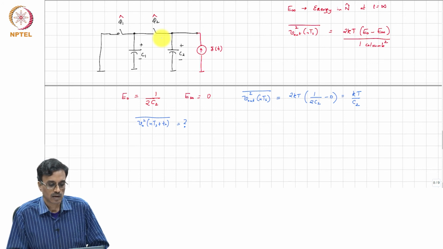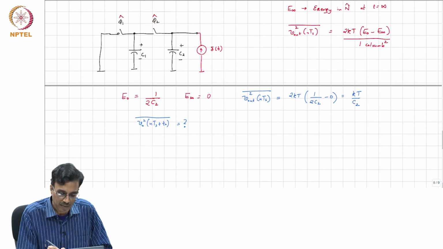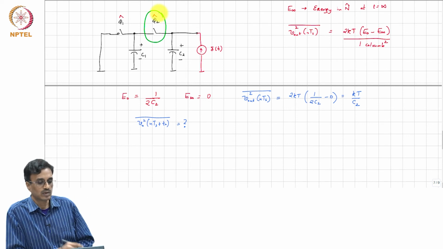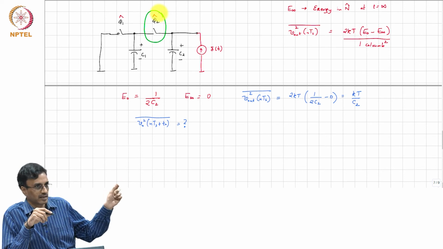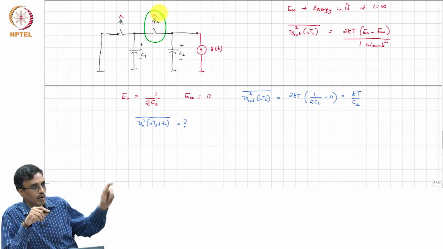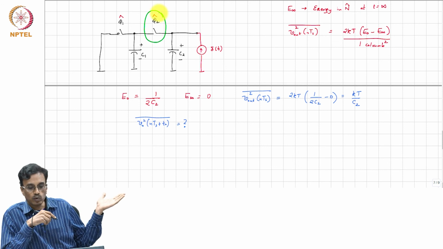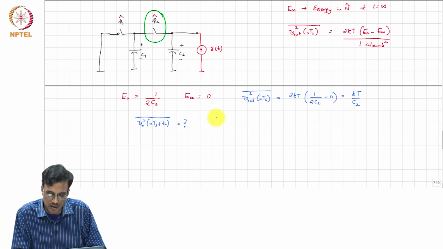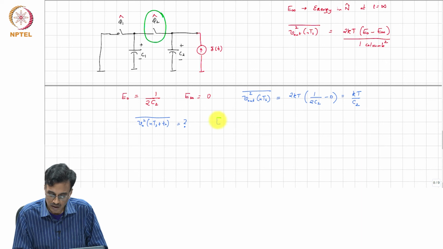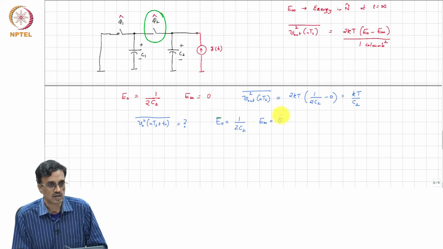We have to find the initial charge. The only thing that changes is this switch, which is either an open switch or a closed switch with resistance Rs. In either case, the voltage developed across C2 is going to be 1 by C2. So, the initial energy E0 is still going to be 1 over 2 C2. E infinity is going to be 0.